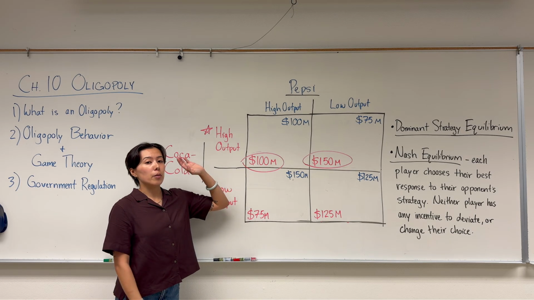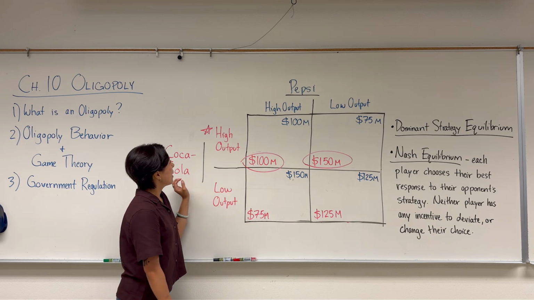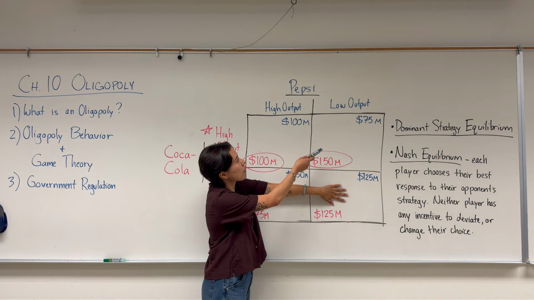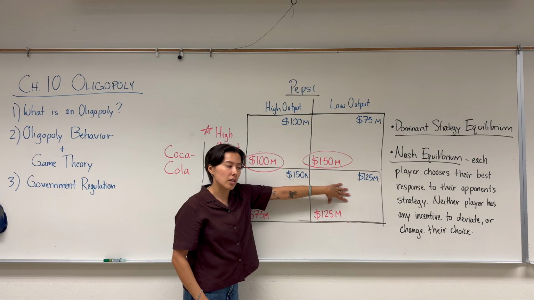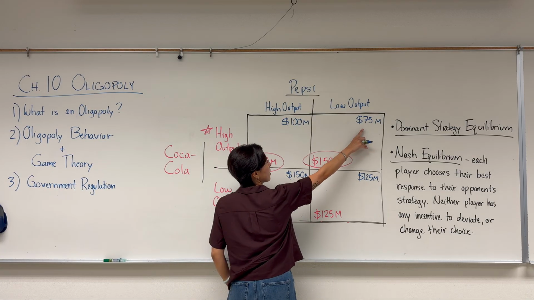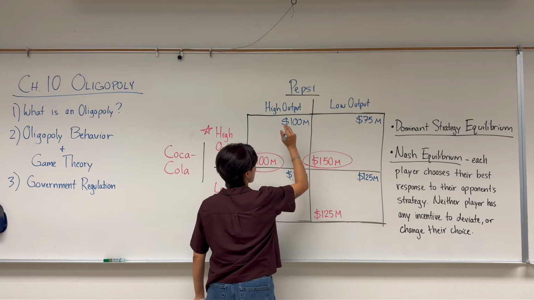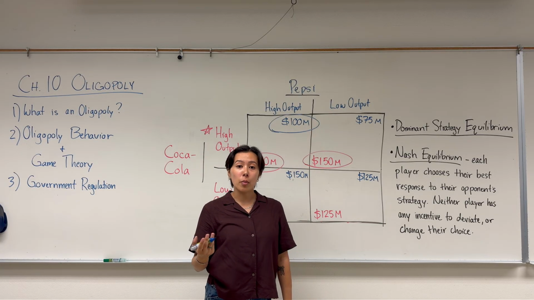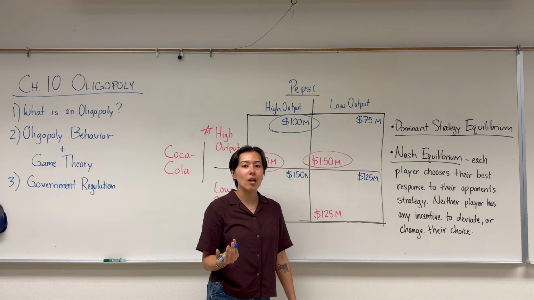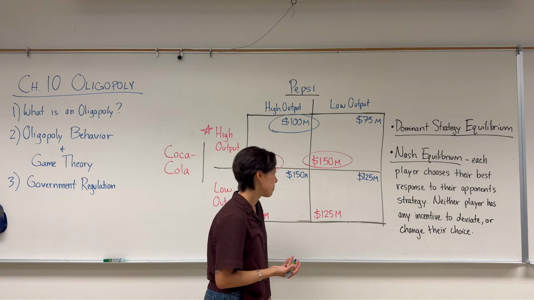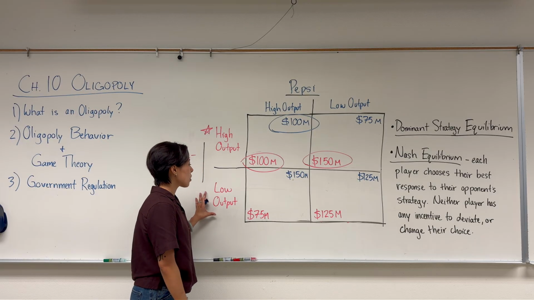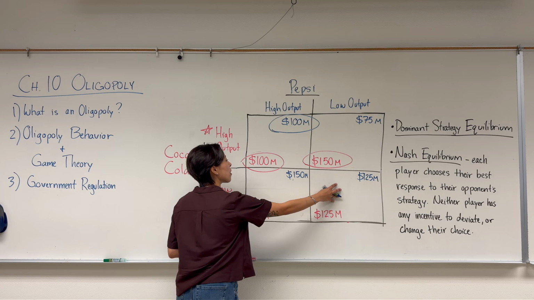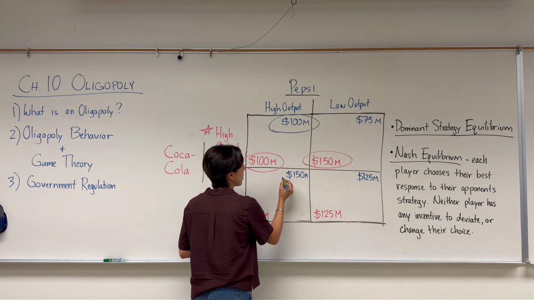Now, if we are putting ourselves in the shoes of Pepsi and Coca-Cola chooses to produce the high level of output, Pepsi is better off matching them and producing the high level of output. We're comparing this $75 million payoff to this $100 million payoff. Our firms want to earn as much money as possible, right? So they just want to pick the option that will give them more profit. Now, if Coca-Cola instead chooses to produce the low level of output, Pepsi is still better off producing this high level of output.